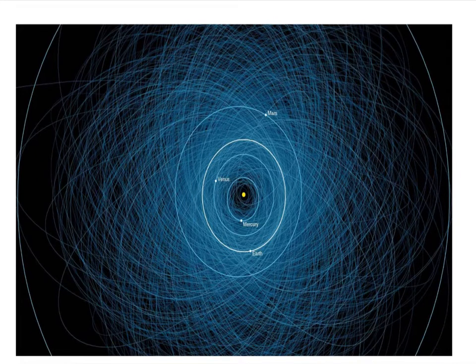So each of these blue lines represents the orbit of an existing near-Earth asteroid. So these are all items that are larger than 10 meters, 10 to 100 meters. So some of them are as much as a kilometer. And these are all just the orbits that have been tracked.